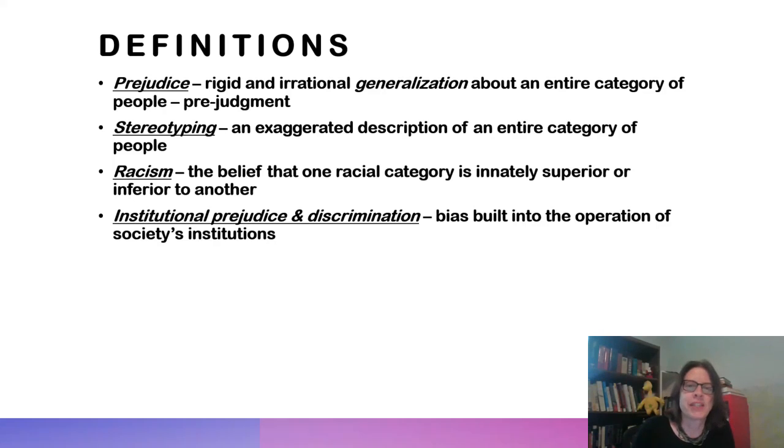The stereotyping is that exaggerated description about an entire category of people, oftentimes negative. Racism, the belief that one racial category is innately superior or inferior to another. I've been reading a book on early sociology in the United States, looking at the Atlanta School and their concerted efforts to debunk the idea of scientific racism, the idea that races are different, that science has found this out. We're talking 1895 to 1930, maybe not quite that long, but that time period, post-Civil War, deep into the Reconstruction period. So looking at that innately superiority.